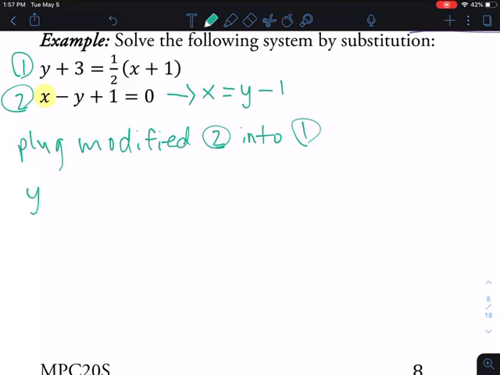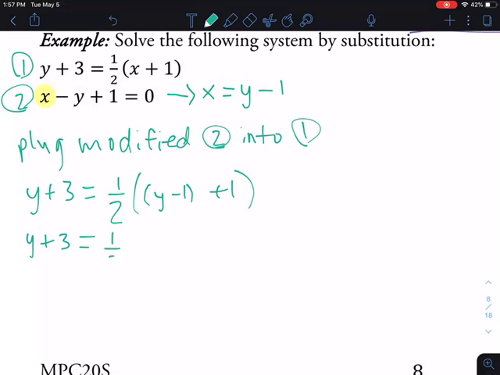Okay, so I'm plugging modified 2 into 1. So we know that we have y plus 3 is equal to 1/2. x is equal to something else now, plus 1. And we know that what x is equal to is y minus 1. So I'm just going to plug that right into there. Okay, from there, what I'm going to do is just solve it. So this is going to take a couple steps for some of you and maybe a few more than that for others. That is okay, okay?